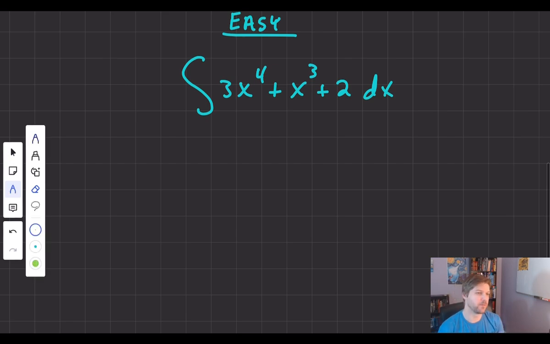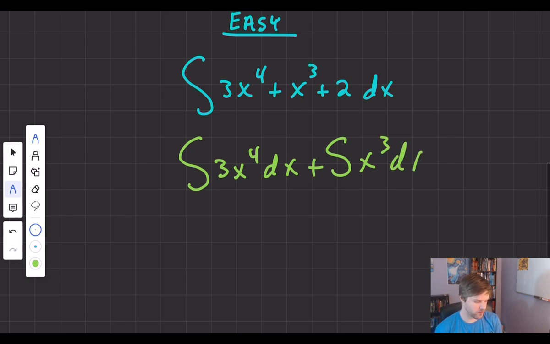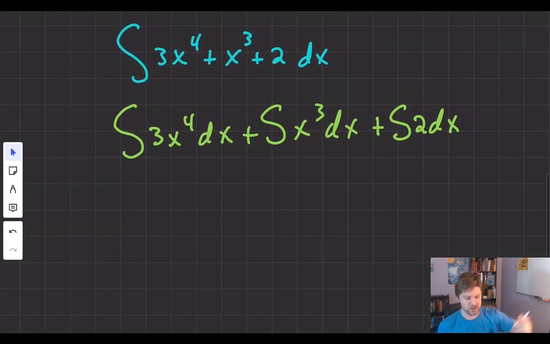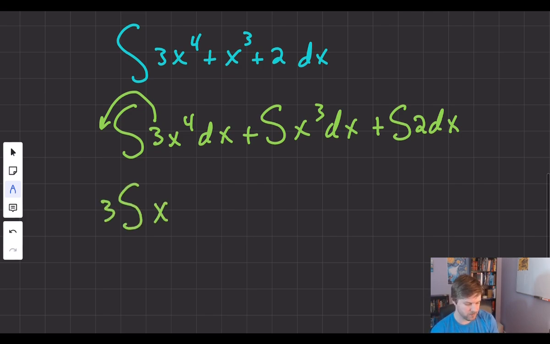For this easy one, we can actually split up each of these integrals, like what we did for derivatives, and do each one separately, like so. So I'm writing it like this. Don't forget to write your dx with each one. That's important so you don't get points taken off. Okay, and now I can evaluate each one separately. First thing, notice this 3. A property of integrals you probably already learned is that the 3 can come outside of the integral. So this one just becomes 3 times the integral of x to the 4th dx.